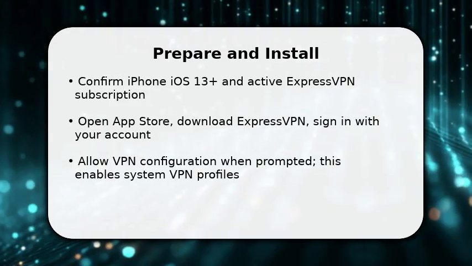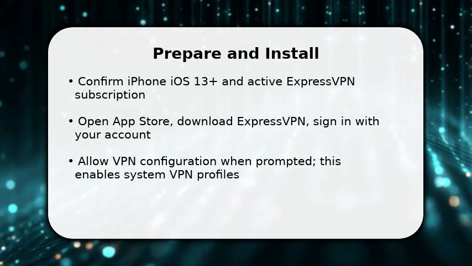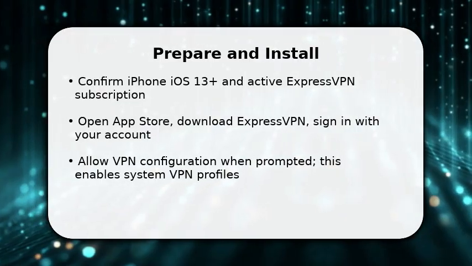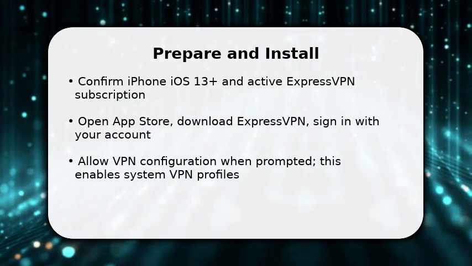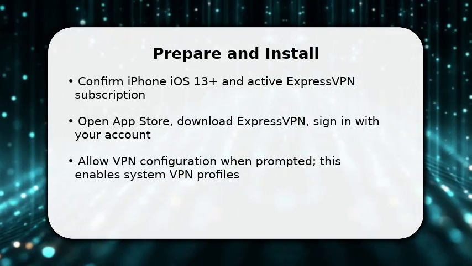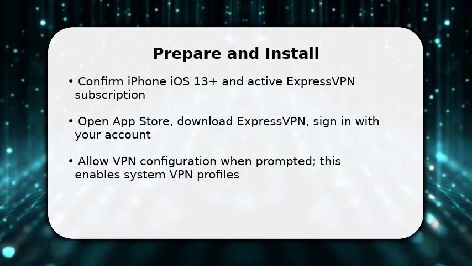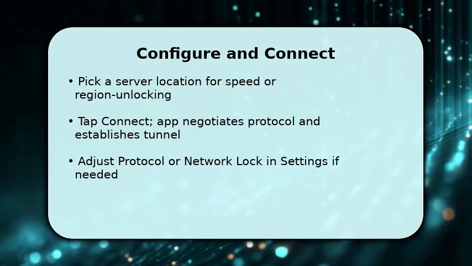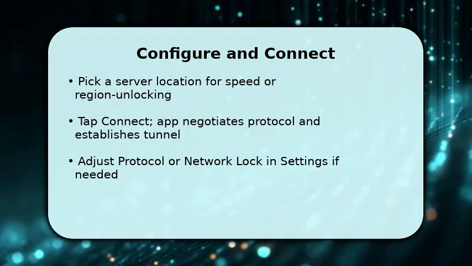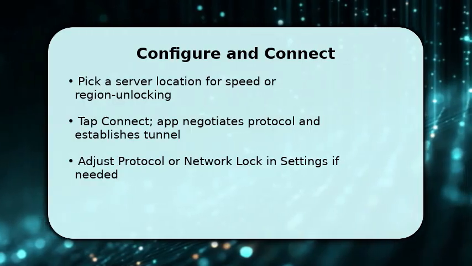When the app asks to add a VPN configuration, allow it. That step grants system-level control so the VPN can route traffic. Once done, the app shows a basic connect screen and is ready for server selection. You now choose a server location based on whether you want speed or access to region-specific content.